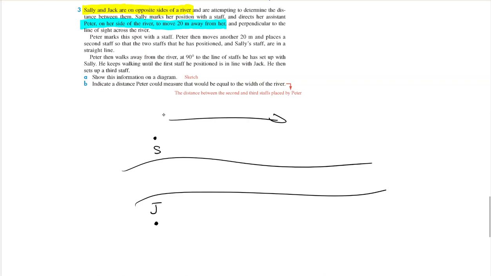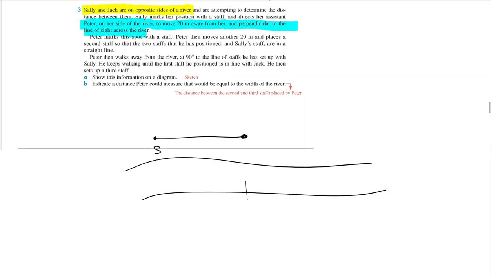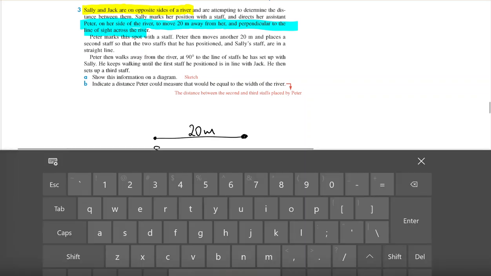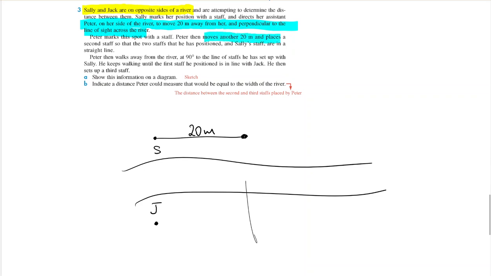Okay. So Peter moves 20 meters away from her. And he puts a staff there. It's perpendicular to the line across the side of the river. So that's the perpendicular. That's what he means by that. So we've done that. Moves 20 meters. I should write 20 meters there. Peter marks this point with the staff. I've done that. And then, if you read here, and moves another 20 meters and places a second staff. So let's do that. So he moves another 20 meters and places a second staff.